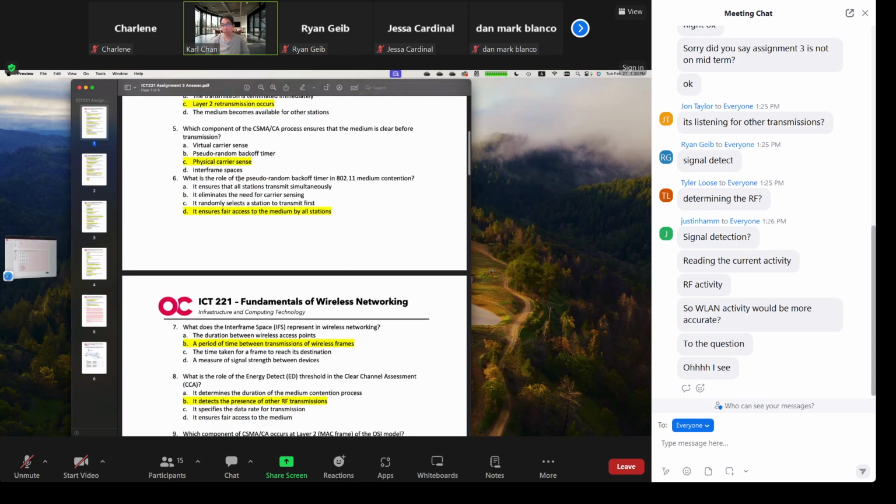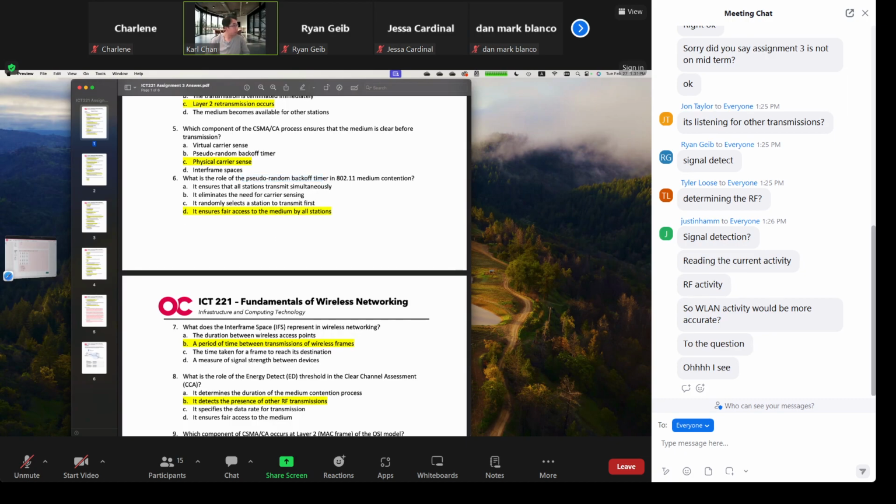Next, what is the role of the pseudo random backoff timer? We have just covered this. It ensures the stations in the medium have a fair chance to access it, to use the medium. Like you have many students in the room to discuss, and you cannot talk together. But you can draw a number to arrange the sequence in which you are going to talk. This is how the pseudo random backoff timer works.